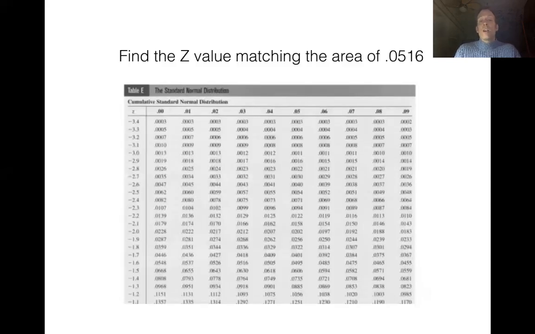So I'm going to go ahead, I'm going to bring up my Z table here, the negative table, and I need to find in the center of the table, in the midst of the areas, which one matches 0.0516. And here it is on our chart. That's going to match up with the Z score of negative 1.63. So I'm going to go ahead and write that in. That means that about 5.16% of my area is going to be less than 1.63 standard deviations below the mean.